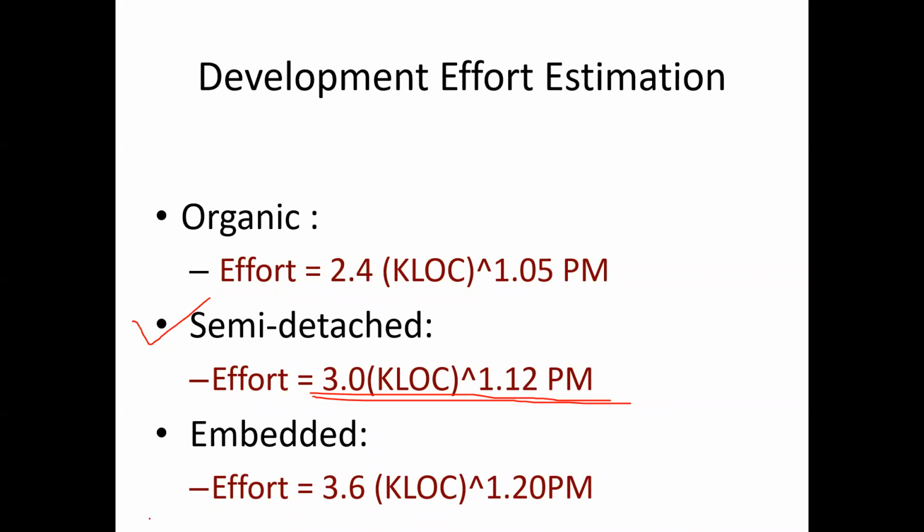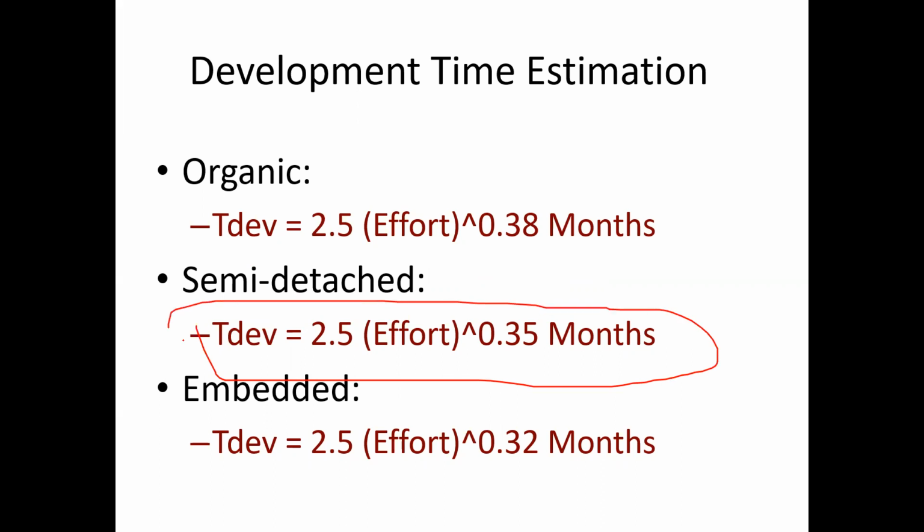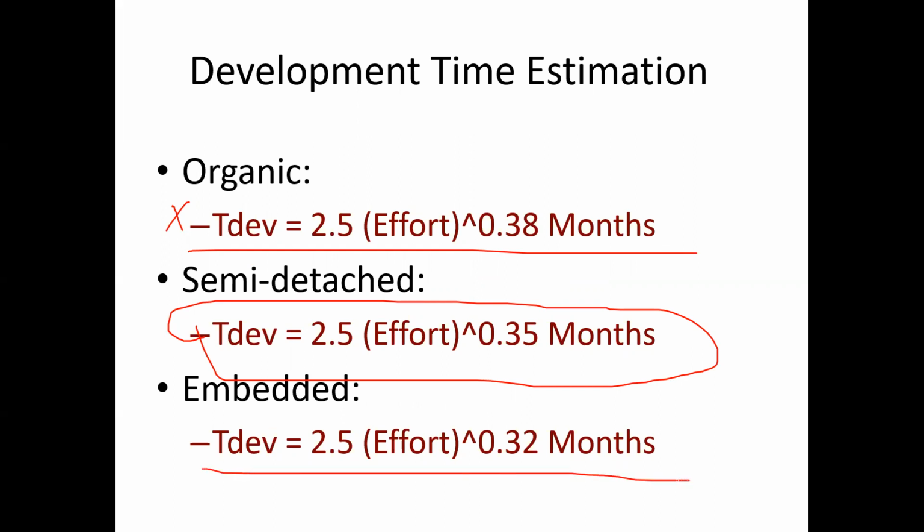And for time also, this formula will be used, not the organic formula, because I have changed the organic part. If it is organic type, then this formula will be used. If it is semi-detached type, this formula will be used. If it is embedded type software, then this formula will be used. I think this is okay. Please tell me, is this okay, yes or not?